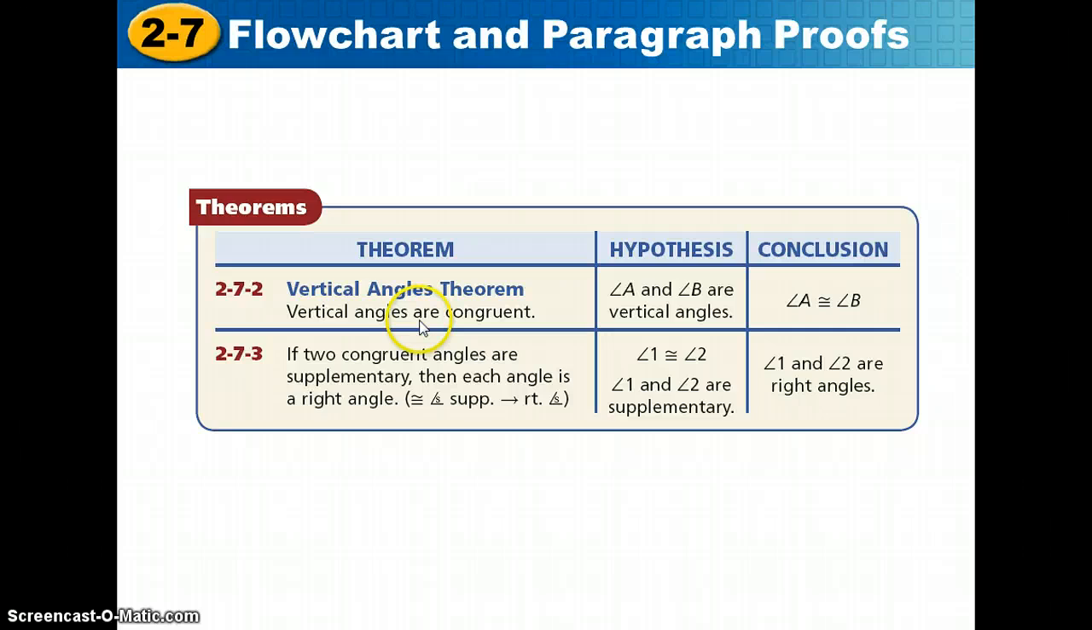We will cover these theorems either in the following proofs or later on in class, but we do know that vertical angles are always going to be congruent, so we have the vertical angles theorem that states that. And we know that if we have two congruent angles that are also supplementary, each angle must be a right angle.